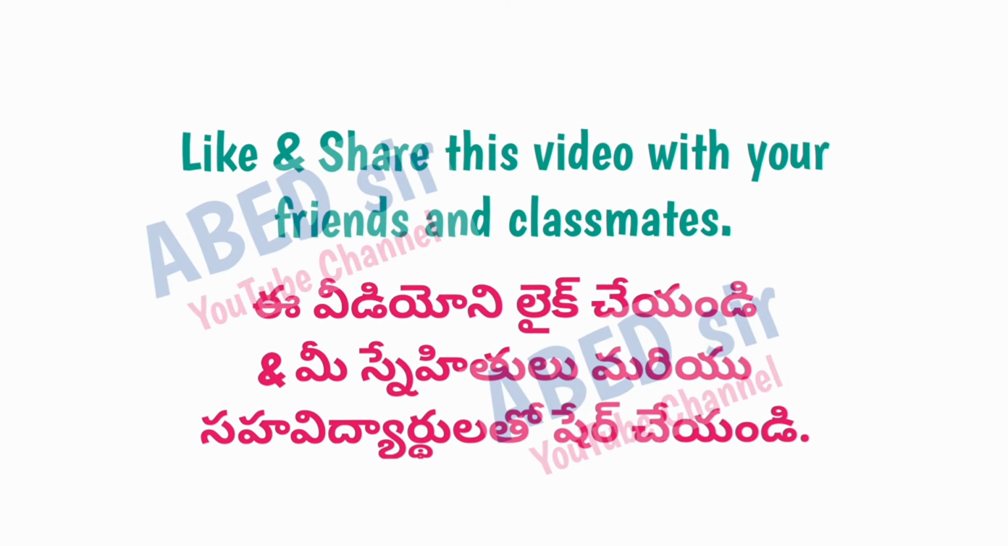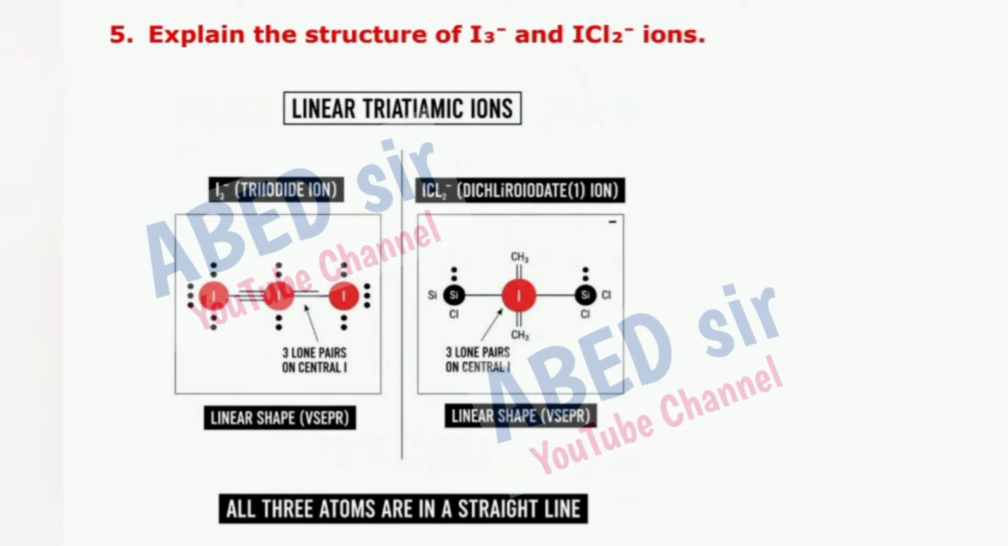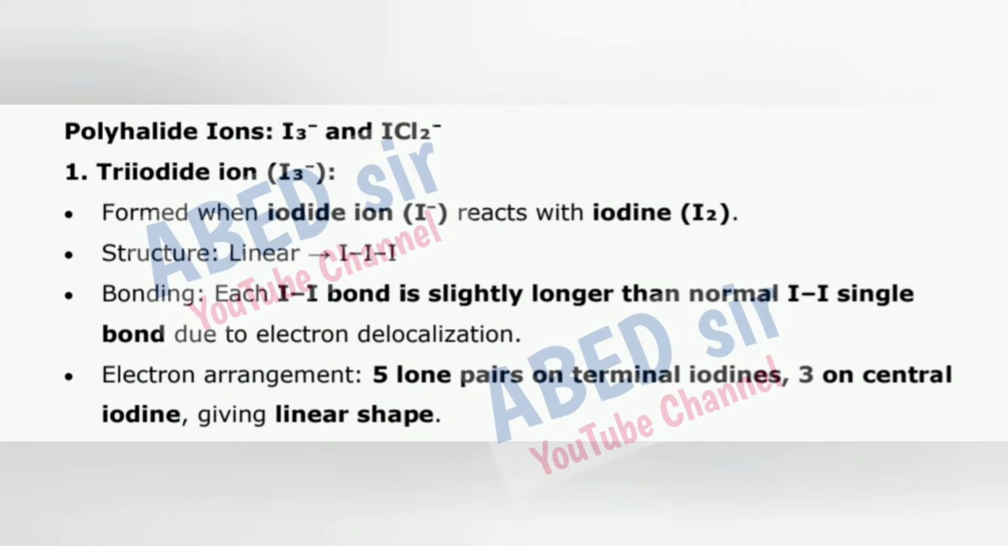Next important short question: 5. Explain the structure of I₃⁻ and ICl₂⁻ ions. Polyhalide ions, I₃⁻ and ICl₂⁻. 1. Triiodide ion, I₃⁻. Formed when iodide ion, I⁻, reacts with iodine, I₂. Structure: linear I₃⁻. Bonding: each I–I bond is slightly longer than a normal I–I single bond due to electron delocalization. Electron arrangement: 3 lone pairs on terminal iodines, 3 on the central iodine, giving a linear shape.